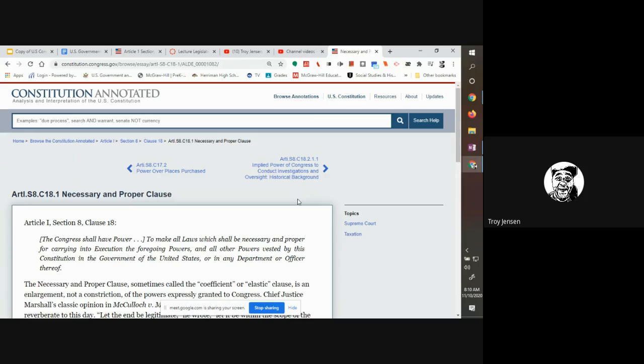You got it, Mr. Potter? Go ahead and read it for us. To make all laws which shall be necessary and proper for carrying into execution the foregoing powers, and all other powers vested by the Constitution of the United States in any department or officer thereof.